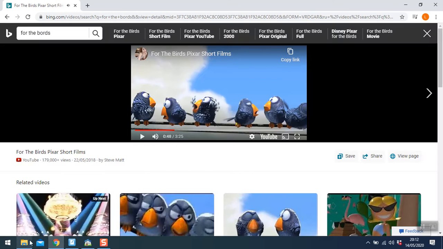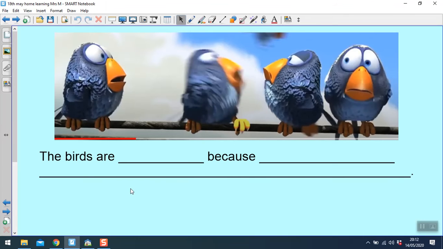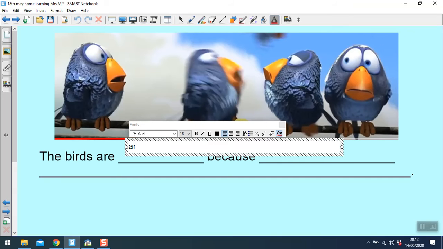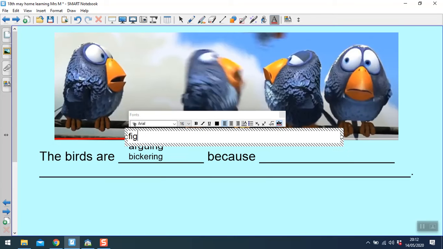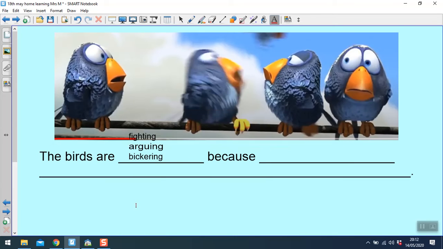Okay, so let's go back to our sentence. The birds are something because something. Pause the video and have a think about what could go in the gaps. So what are the birds doing here? You could say they are arguing or bickering or fighting. And why are they doing that? What made them do that in the first place?